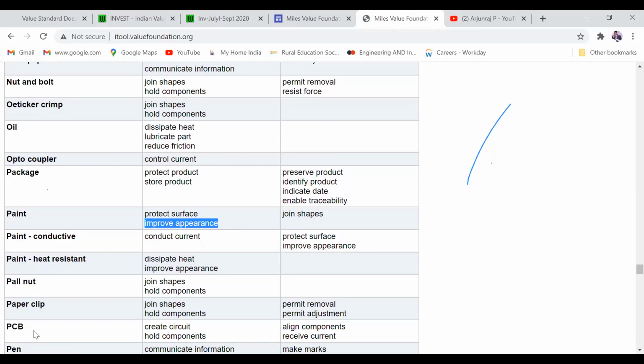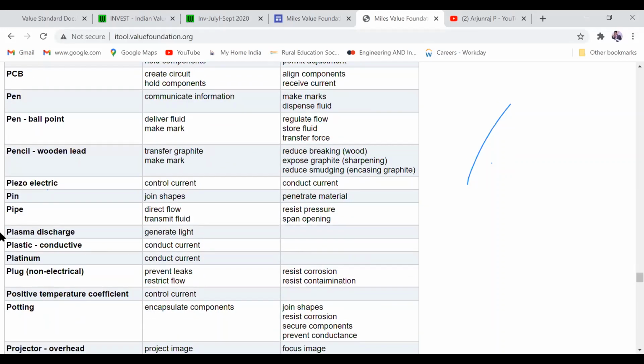The printed circuit board, PCB, creates a circuit and it will also hold components. See, the ballpoint pen, the Parker pen. What is the basic function of a pen? To make a mark, and it will also deliver the fluid. You have the ink in it, right? That will also deliver the fluid. As a result of that, you are also making the mark.